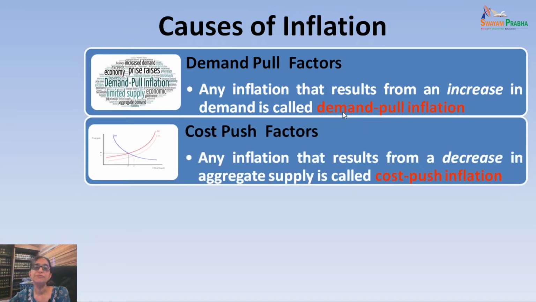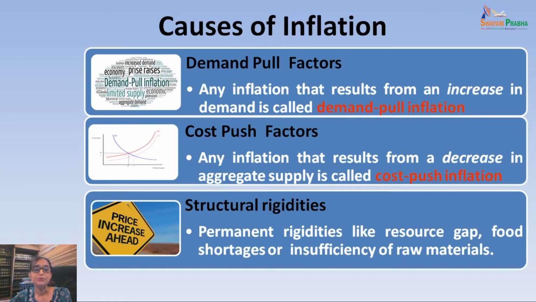The second cause of inflation can be due to the supply side. That is, there are certain cost push factors, the cost has changed, hence because of it we see a rise in prices. So any inflation that is resulting because there is a decrease in aggregate supply is known as cost push inflation. So it is the demand and the supply, or either of them, which are leading to inflation.